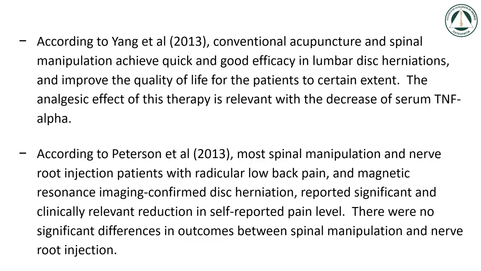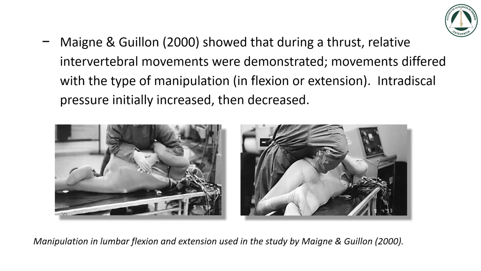Considering the direct costs of the procedure, the average cost of spinal manipulation was lower. Main and Guion, 2000, showed that during a thrust, relative intervertebral movements were demonstrated. Movements differed with the type of manipulation, in flexion or extension. Intradiscal pressure initially increased, then decreased.